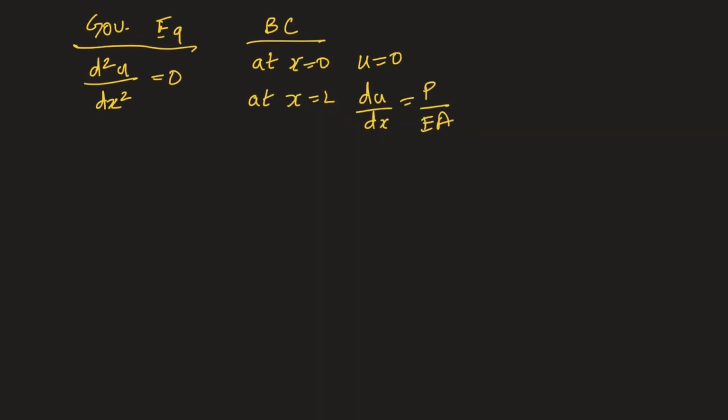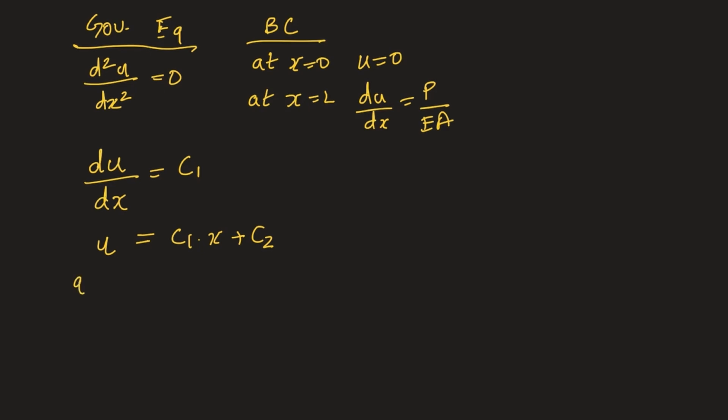Now we have the mathematical formulation of the problem. We have the governing equation and the boundary conditions. Now we can solve the problem as we have done in the previous case. We have to integrate this expression twice. When you integrate it once, what we get is du by dx is equal to a constant c1, and after the second integration we get u is equal to c1 into x plus c2. Now in order to find the values of the constants of integration c1 and c2, we have to apply the boundary conditions. The first one is at x equal to 0, u is equal to 0, and the second one is at x equal to L, the value of the derivative du by dx is equal to P by EA.